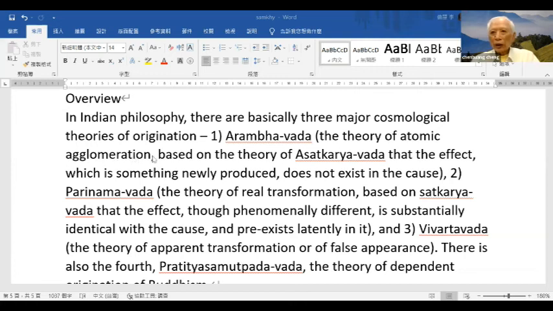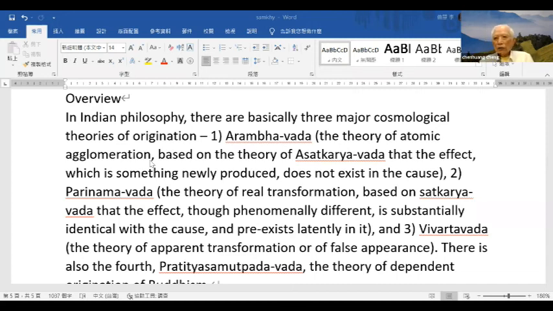Agglomeration means accumulation, to put many things together, to combine many things together into one. Atomic means the particle, the smallest particle of matter. So Arambhavada is a kind of theory of atomic agglomeration. It means the whole universe is nothing but the accumulation or the agglomeration of many particles.